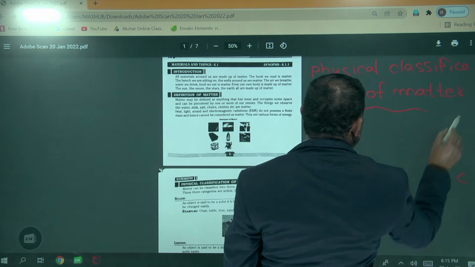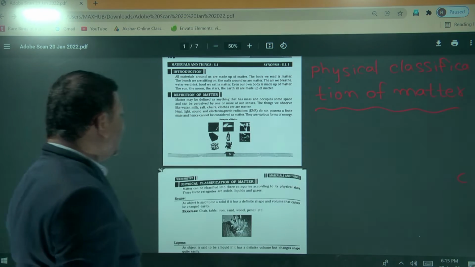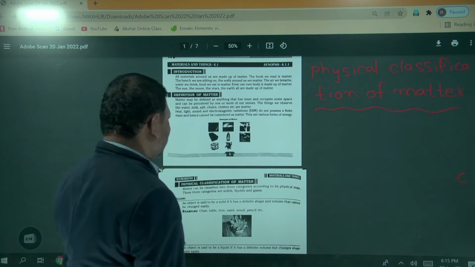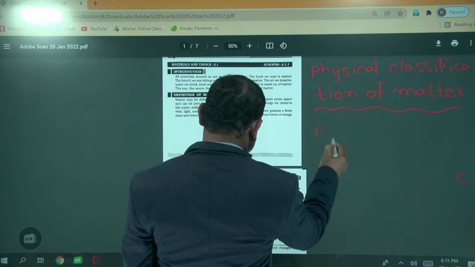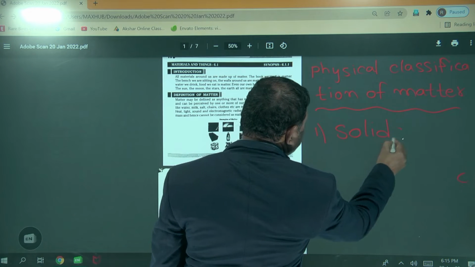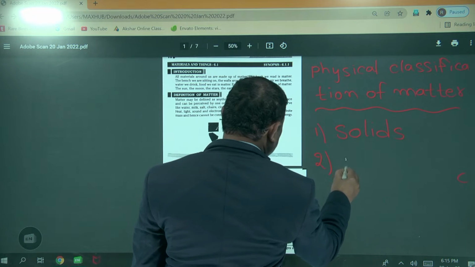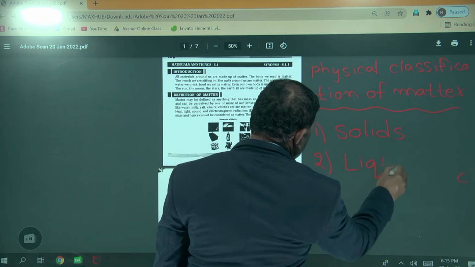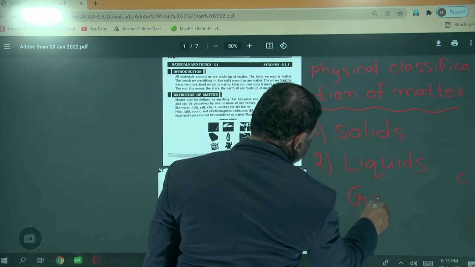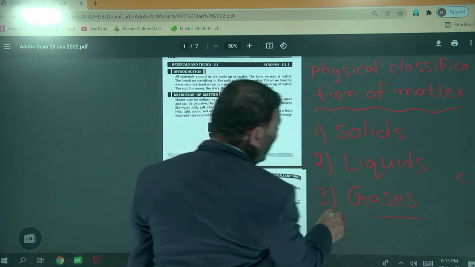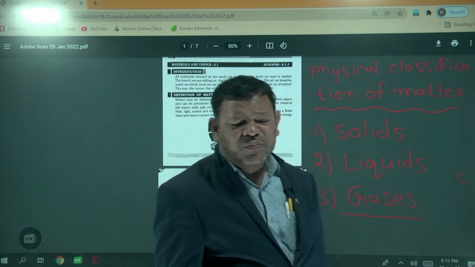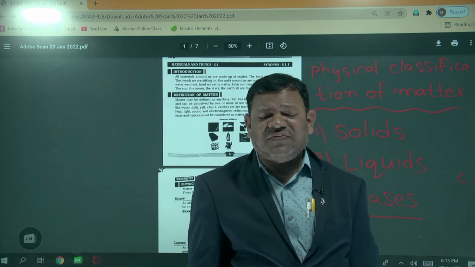So physical classification of the matter can be classified into three categories according to the physical state. The first one is solids, the second one is liquids, and the third one is gases. Matter is classified on the basis of its state.